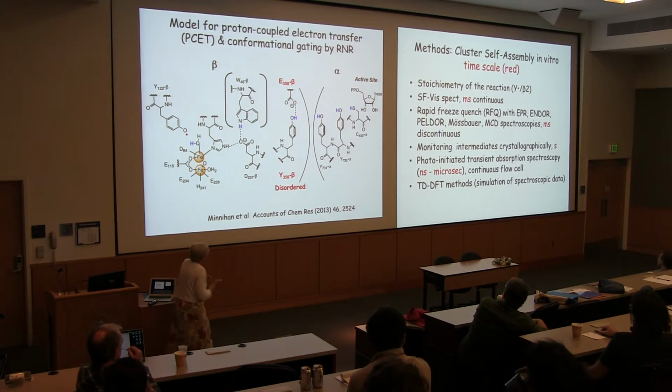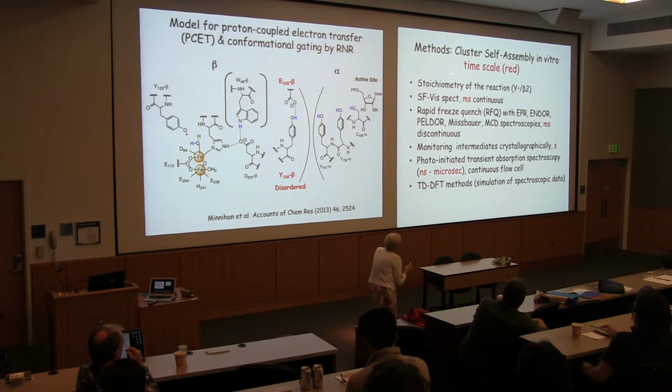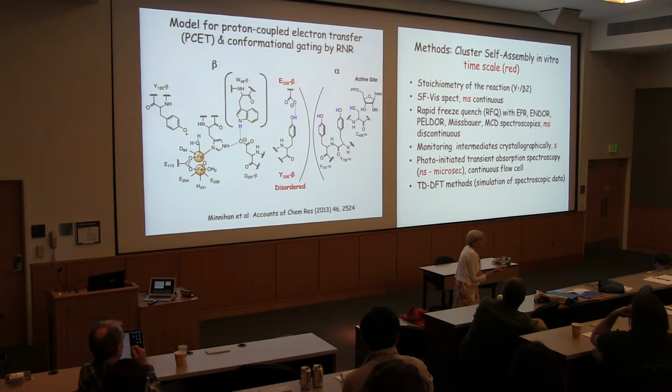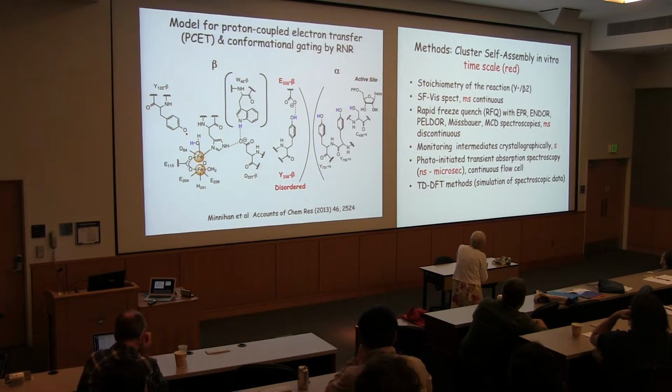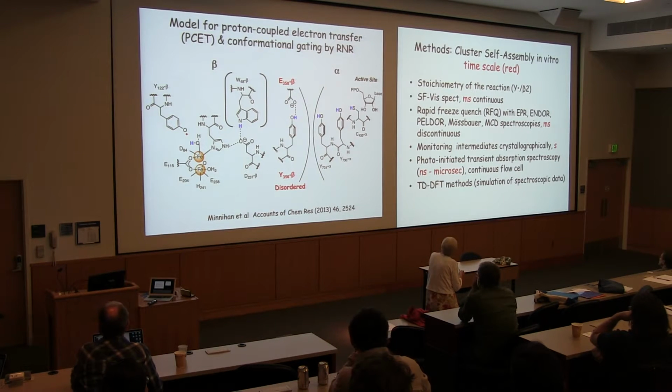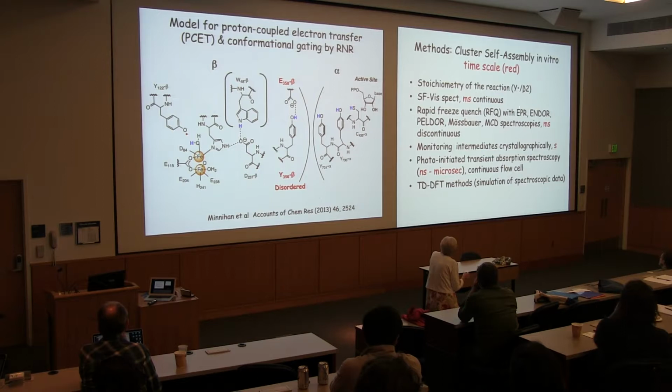So just like you've already seen from Frank, we use different kinds of spectroscopy to try to figure out what we're looking at. Do we see anything? And if we see something, what is it? So we use stopped flow, micromolar usually in our case, and that's the millisecond time scale. We have done rapid freeze quench experiments and analysis by EPR, 9, 35, and more recently 260 gigahertz EPR.